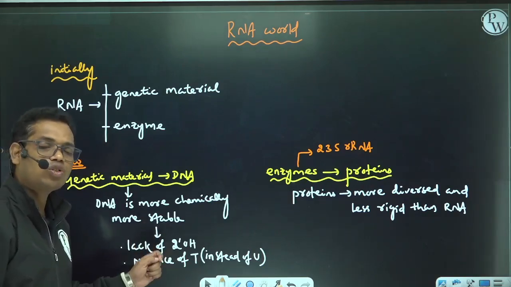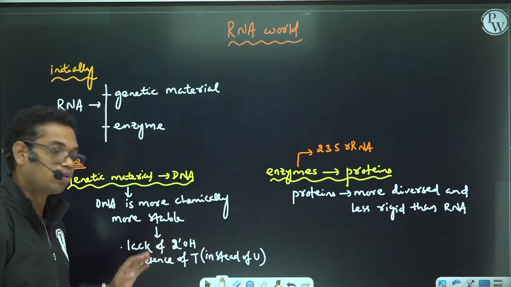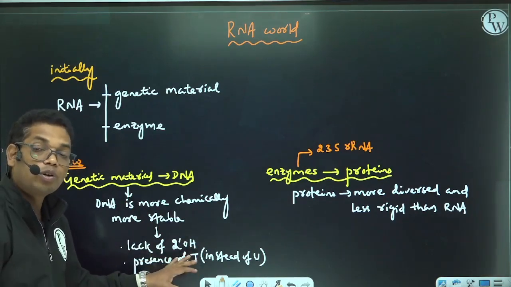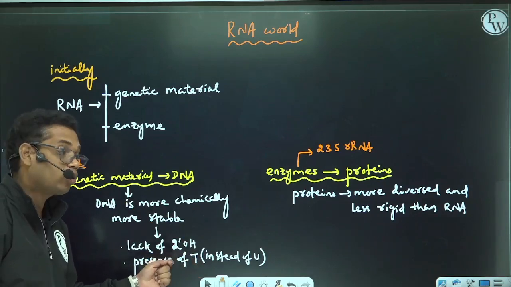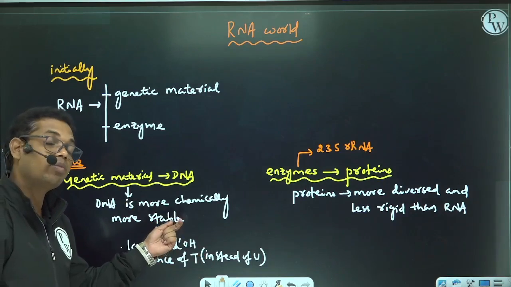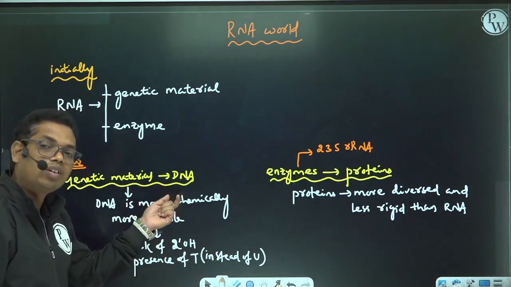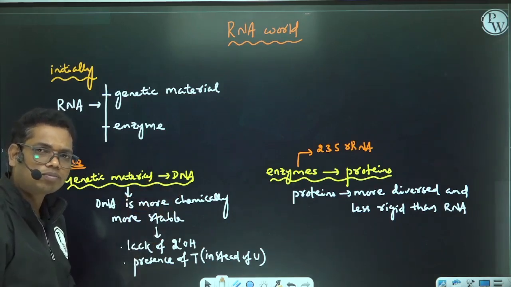Second reason, in case of DNA, thymine is present instead of uracil. That is why this is more stable. So because of these two reasons, because of lack of 2' OH and because of presence of thymine instead of uracil, DNA is chemically more stable, and genetic material should be chemically more stable. That is why DNA is genetic material in cellular organisms, not the RNA.